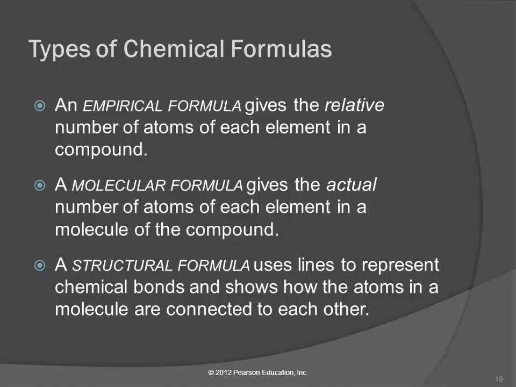There are different types of chemical formulas. Empirical formulas are going to give us relative numbers of atoms of each element. Empirical means from experiment. A molecular formula gives us the actual number of atoms that are in a molecule. And structural formulas tell us how those things are connected, typically using lines to show how the atoms in that molecule are connected to each other.